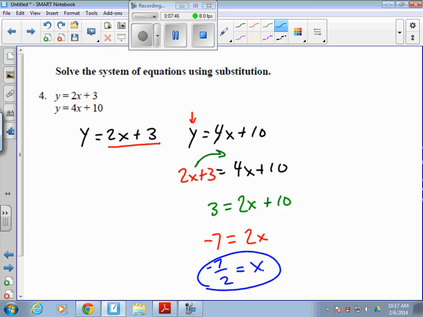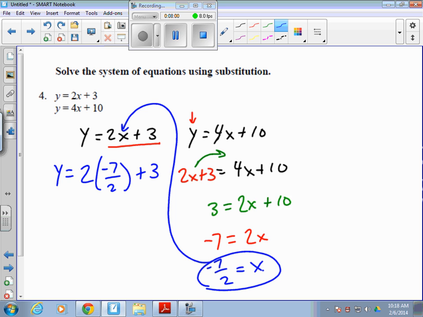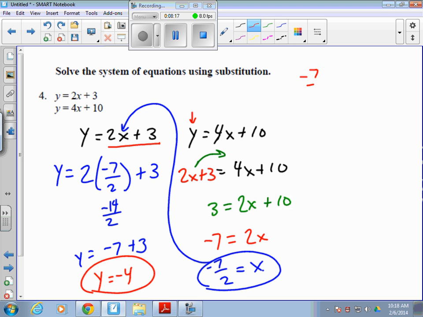Take that value and plug it in place of x. Y equals 2, I wrote it like a fraction, y equals 2 times negative 7 over 2 plus 3, because your new value for x is negative 7 over 2. 2 times negative 7 is negative 14, divided by 2 is negative 7 plus 3. Negative 7 plus 3 gives you y's value of negative 4. You have x comma y now. X is negative 7 over 2. Y is negative 4.